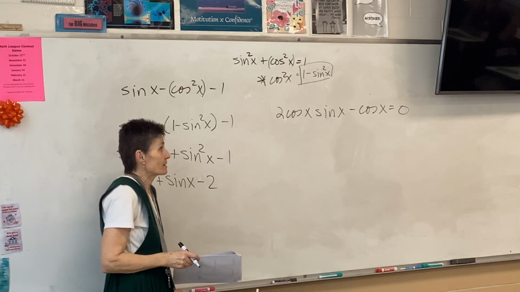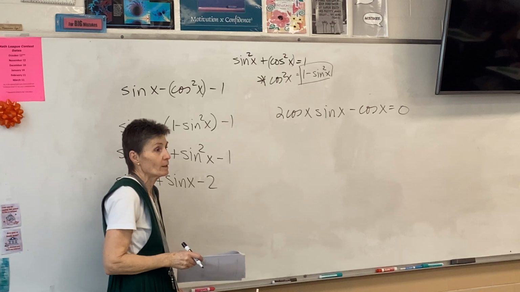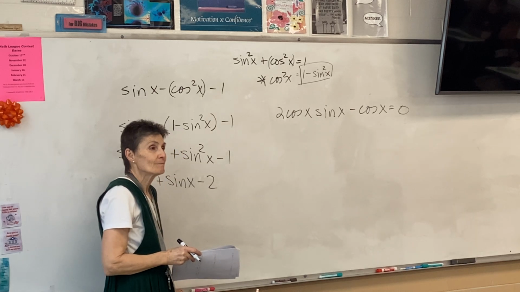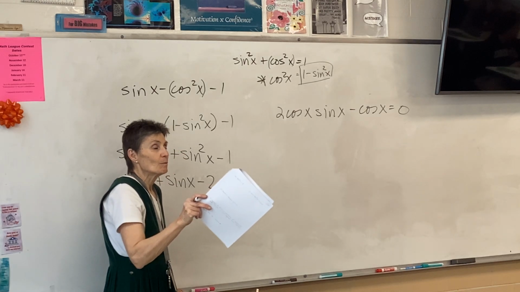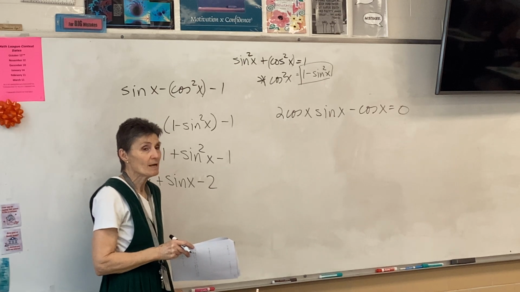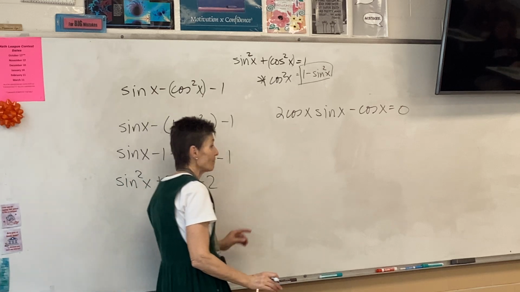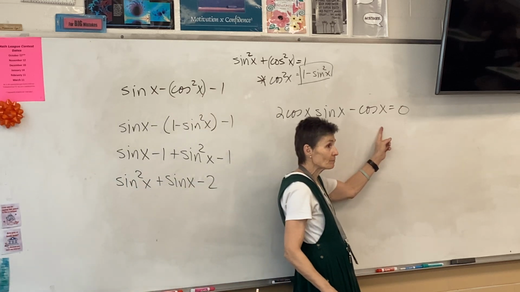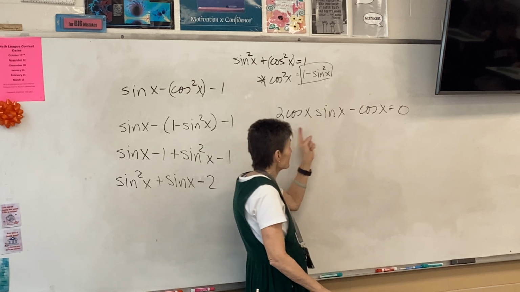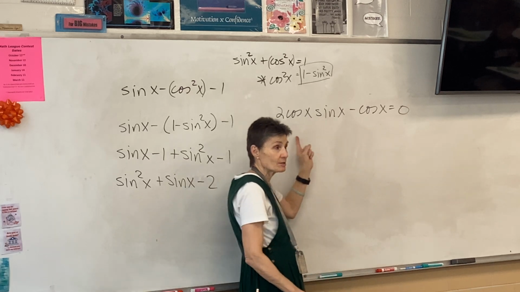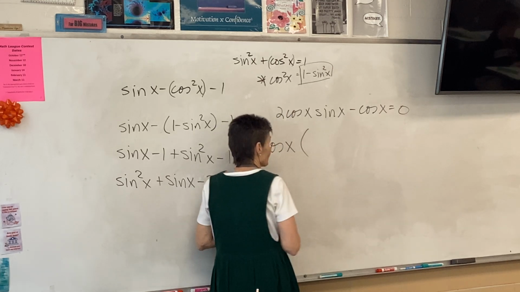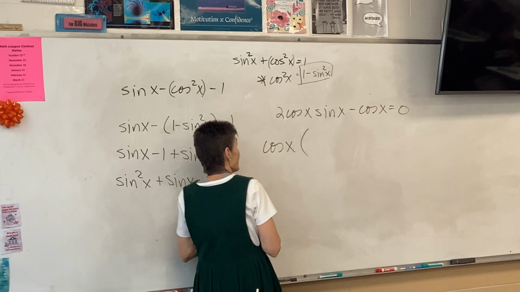All right, what are your thoughts? This is an equation, we're going to solve it, what do you think? What? No, divide by two. No. Well, I can't really combine like terms because I don't have like terms, but I do have a common term, a GCF. What is my greatest common factor here between these two pieces? Cosine. So if I pull out a cosine, what will I have left?